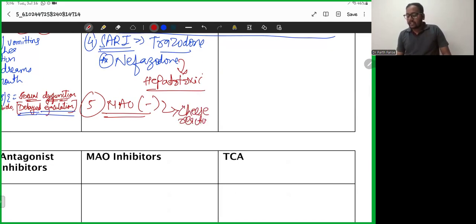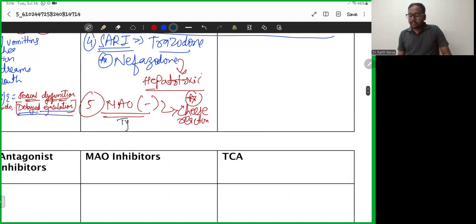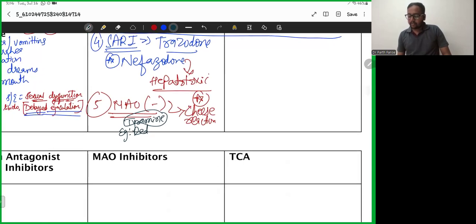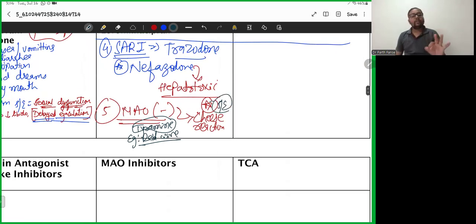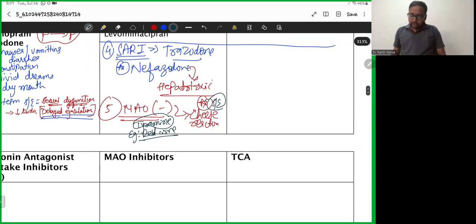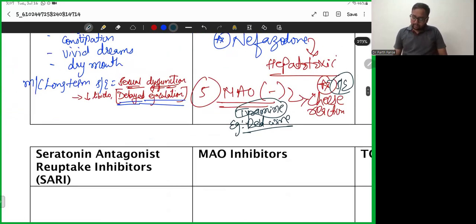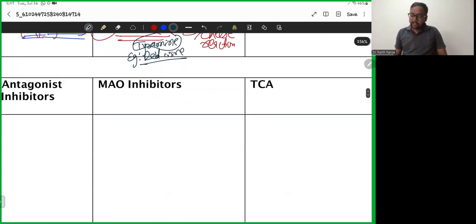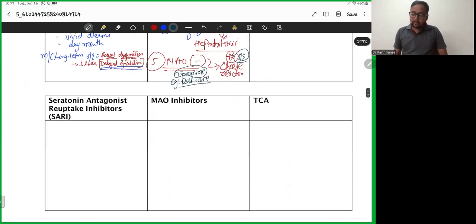MAO inhibitors can show a side effect of cheese reaction if a person takes things which are rich in tyramine, for example red wine. You will study it in pharmacology itself, but still I'm writing it over here. Okay, fine enough. So, last but not the least. It was given here, you did not see, we have given MAO inhibitors, SARI.